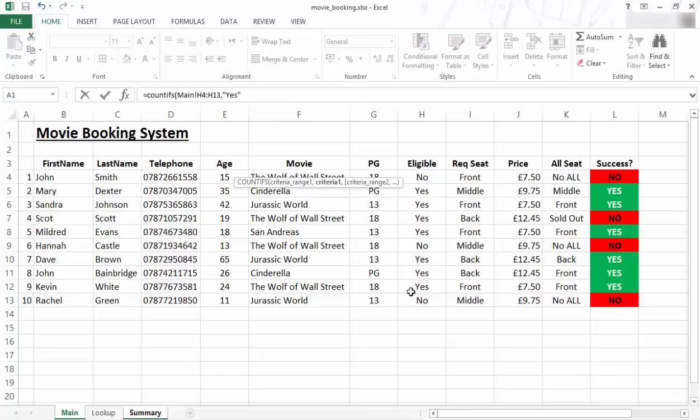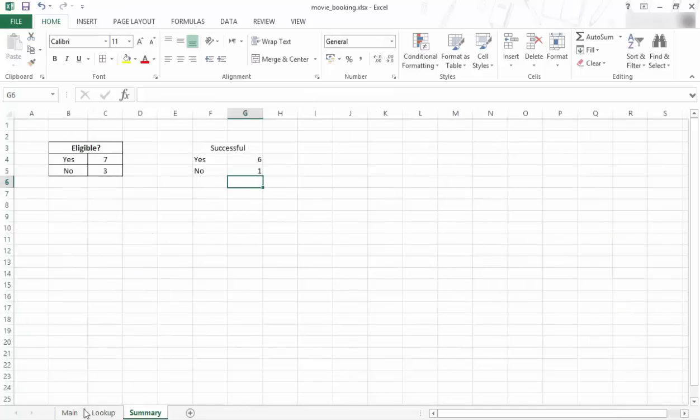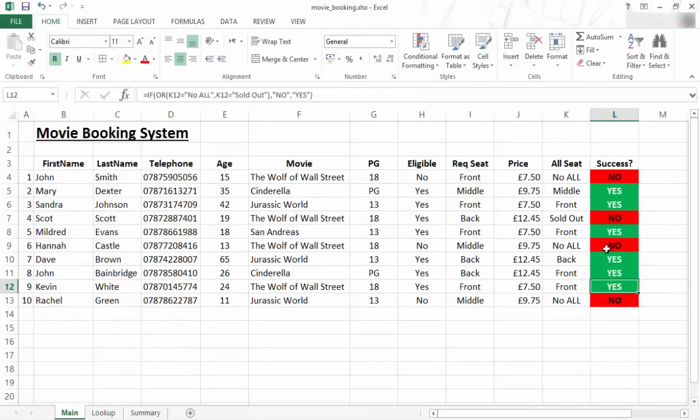So my range is yes, and then my criteria is yes, and then my range for my second part, and then how many got a no. That's what I want to see. So how many were eligible but did not get success. So there should be the 1. Cool, because there was only one, which was that one. He was eligible, but because it was sold out, he didn't get a success.